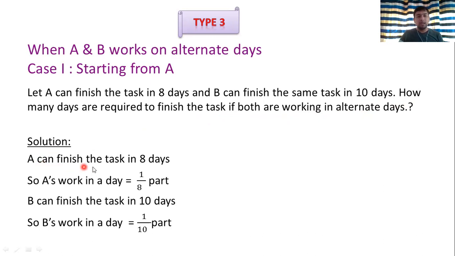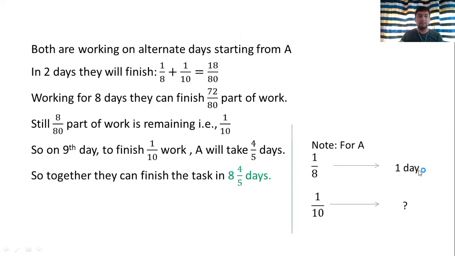Now A can finish a task in 8 days. So we can find A's one day work. It will be 1 by 8 part. Okay, this thing we have already seen. Now B can finish a task in 10 days. So what will be B's 1 day work? It will be 1 by 10. Okay, this is similar to the previous thing. So if A can finish a task in 8 days, its 1 day work will be 1 by 8. If B can finish the same task in 10 days, then its 1 day work will be 1 by 10.